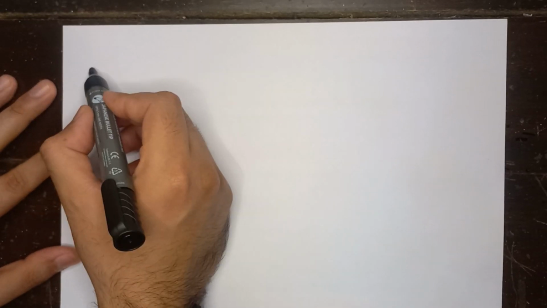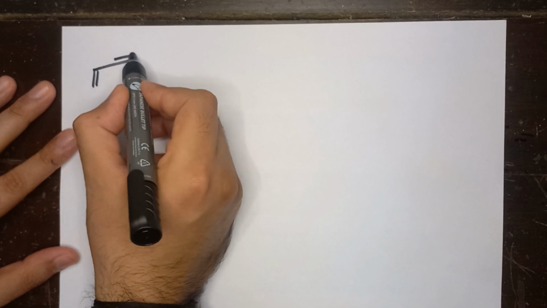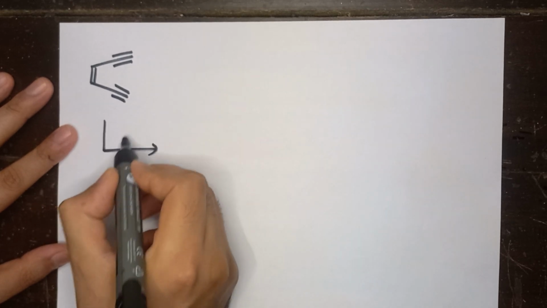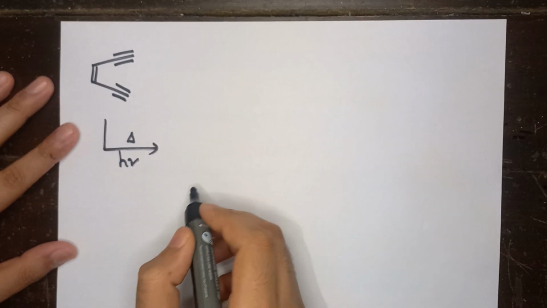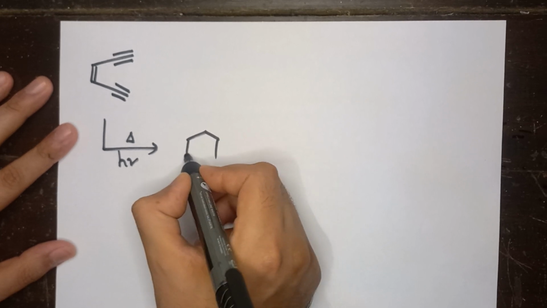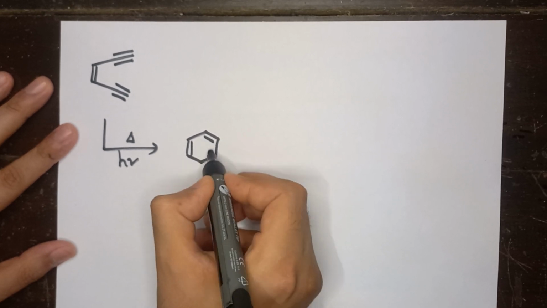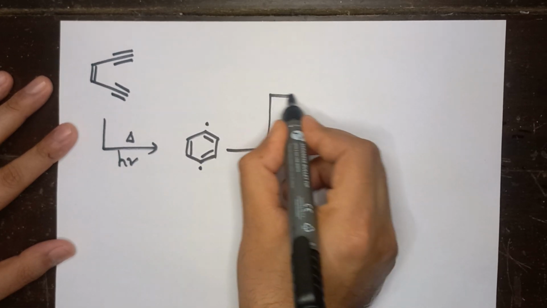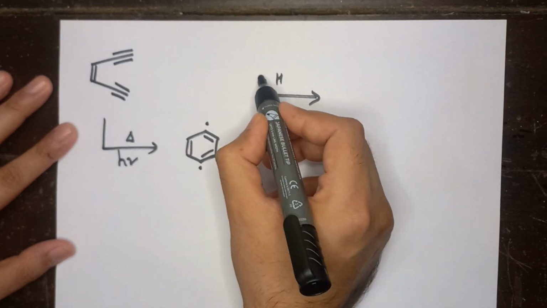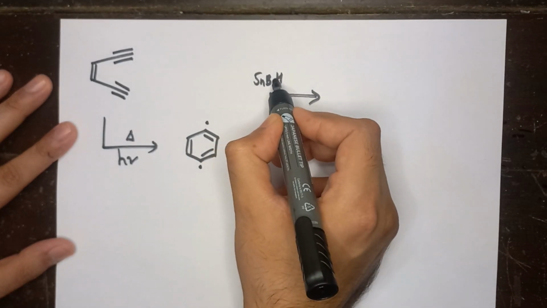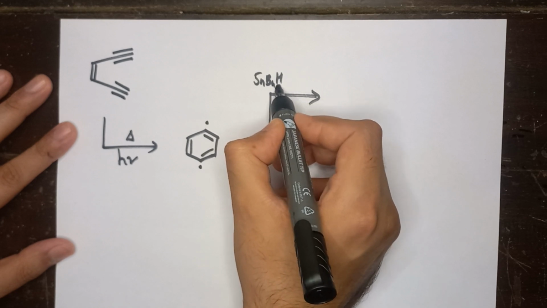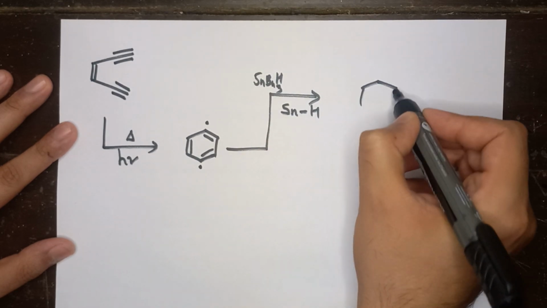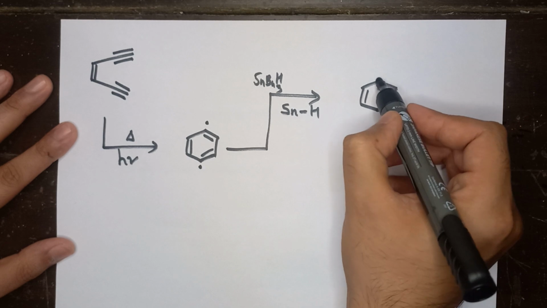So we start with this particular alkyne, okay, and when I give heat to it or maybe light to it, this gives me this particular intermediate. Correct? And now if I react this with tin hydride, basically I'm using the tin hydride bond, then this will give me a benzene ring, and these radicals have taken hydrogen.